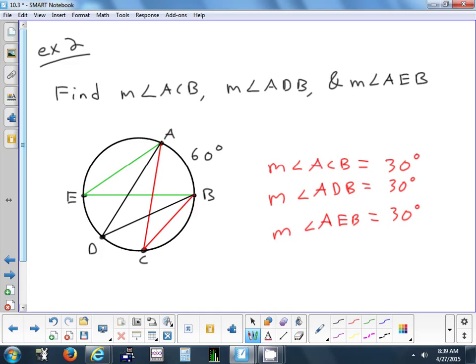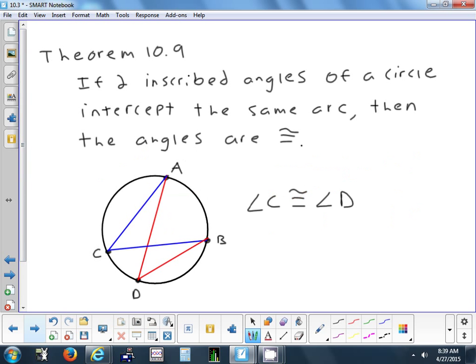Any questions why all three of those angles came out to 30? Okay, they all have the same intercepted arc. So that leads us to the next theorem, which is if two inscribed angles intercept the same arc, then the angles are the same size. They're congruent.